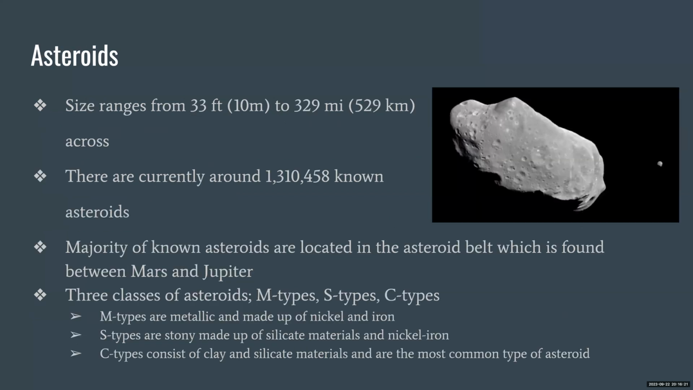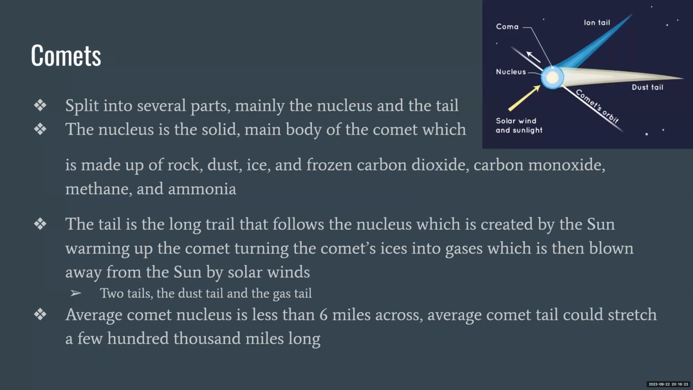Yeah, in the top right, you can see the comet. It's got the nucleus, the coma. I didn't mention that, but it's basically a miniature atmosphere around the comet, which is also just made up of gases. And then you can see the two tails. All right, you can go to the next slide now.